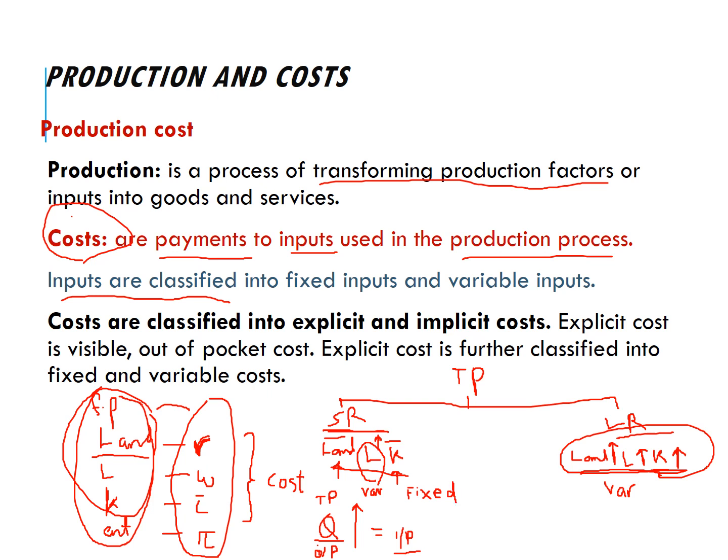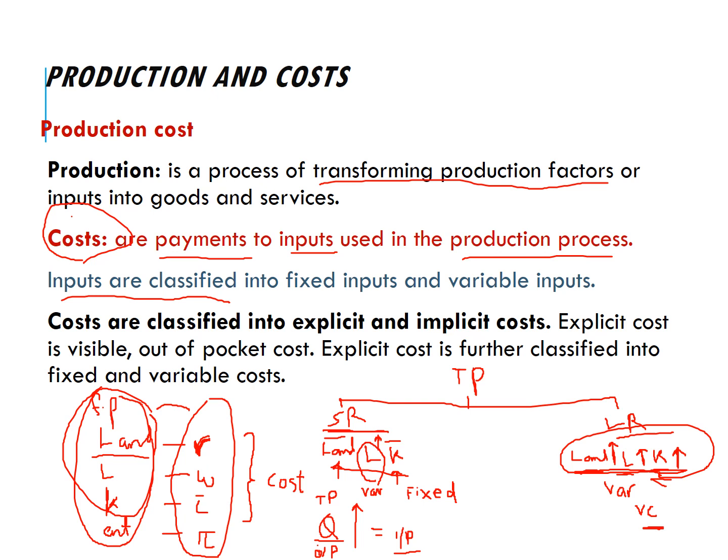Okay, because in the long run you have variable inputs, so you have variable cost only in the long run. You have cost for the capital, labor, and land. You have cost to pay for the interest rate, for the wages, for the rental. But all those costs refer to the same category, variable cost, because these resources are the variable inputs.